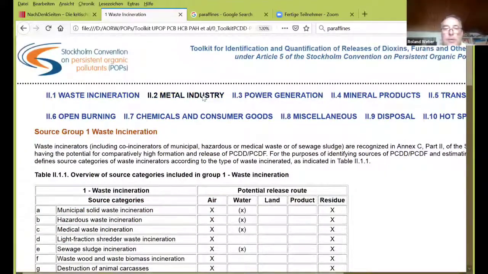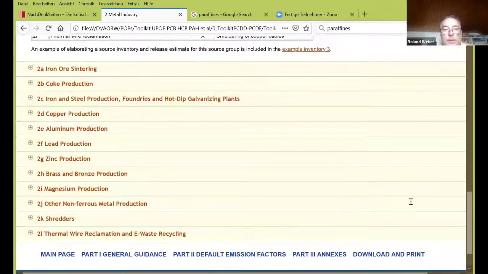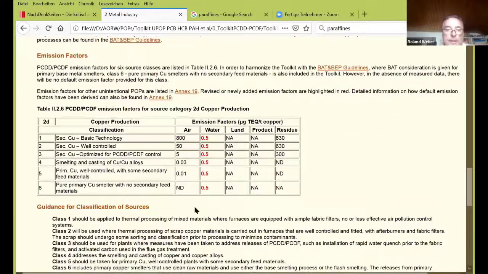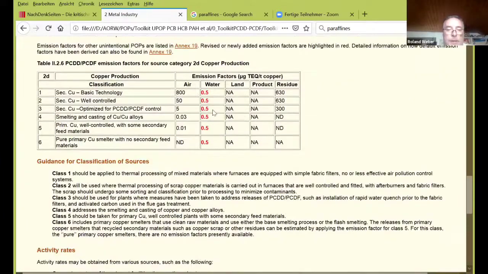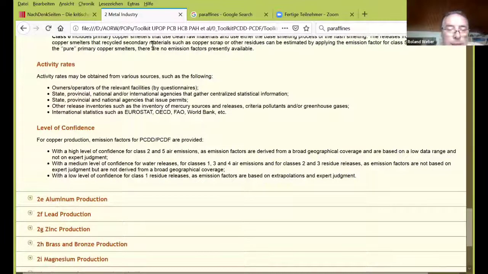Here, metal industry, just background, what type of metal industries, and then it comes to the individual sources. Here copper production, and then background on the copper production, primary, secondary. Here are the emission factors, and also the guidance to classify the sources, and then how to get the activity rates. So you see that this new toolkit is really super in this respect. It really supports and gives you guidance.